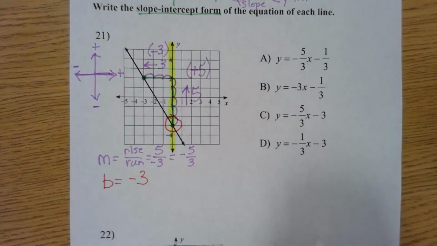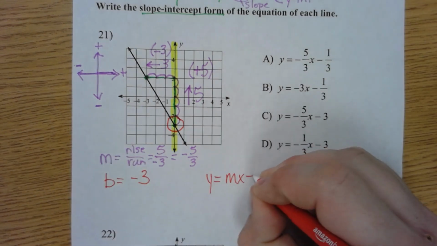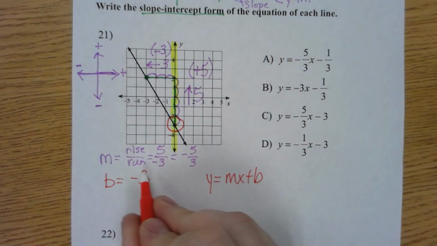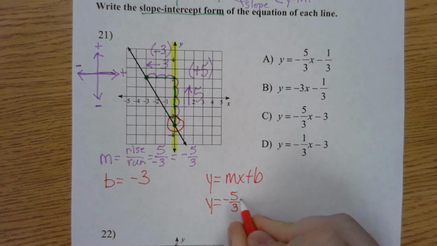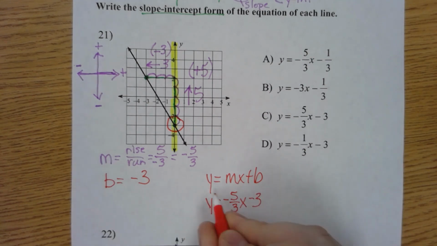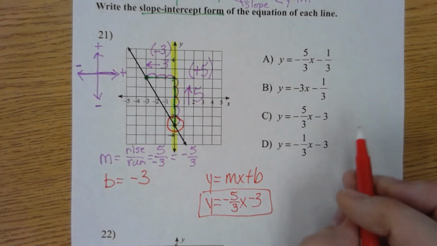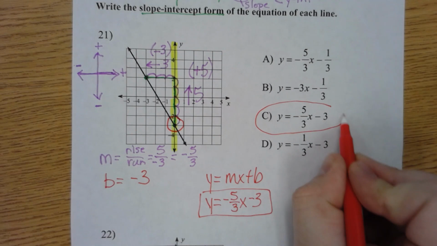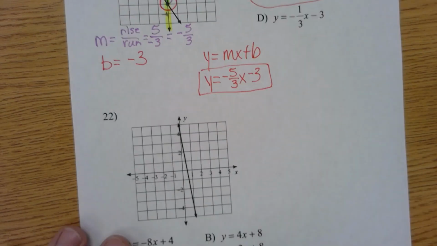And then what I'm going to do is just plug those into our formula. Y equals mx plus b. I'm going to plug these numbers in. Y equals, what's our m? Negative 5 over 3. Bring down the x. And then what's our b? Negative 3. So minus 3. Does that match any of our answer choices? Yes. It matches answer choice C. Okay, one more example, guys, and then you're on your own.